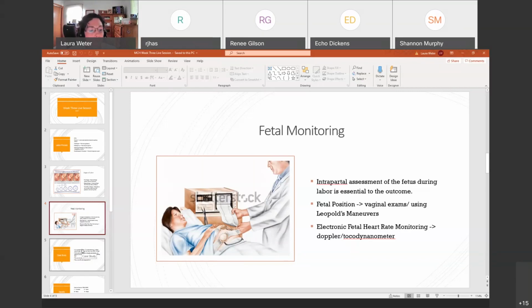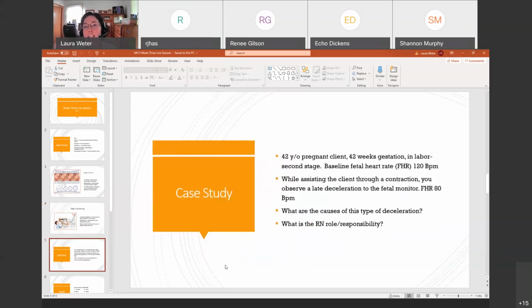Let's move on. All right, so you have a 42-year-old pregnant client. She is 42 weeks gestation, and she is in the second stage of labor. Baseline fetal heart rate is 120 beats per minute. So while you're assisting her through the contraction, you observe a late deceleration on the monitor. The baby's heart rate drops to 80. So tell me, causes of this type of deceleration. What causes it?